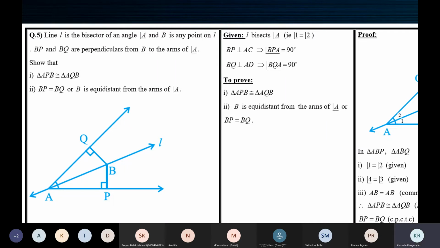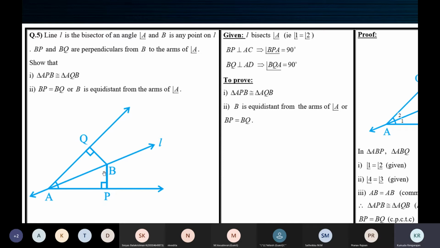Okay, so BP and BQ are perpendiculars from B to the arms of angle A. So these are the arms of angle A. This is one arm, this is the other arm. BP and BQ are perpendiculars. That's why it's marked 90 here. They are perpendiculars from this point B. B is any point on L that's given to us. BP and BQ are perpendiculars, 90 degrees, from B on the arms of the angle.